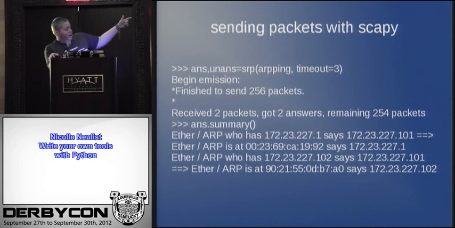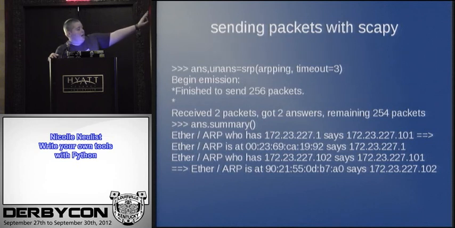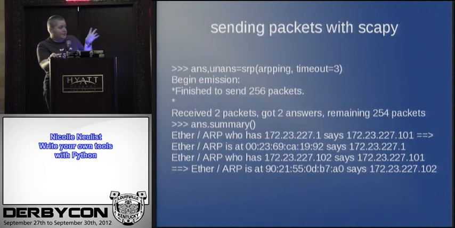This is it running. It sends out all of the packets, and then it gives answered and unanswered. SRP is the Scapy function to send out the frames on layer 2 with a timeout of 3 seconds, and then any IP address that answers with a MAC will end up in the answered list. Anything that doesn't, unanswered list.